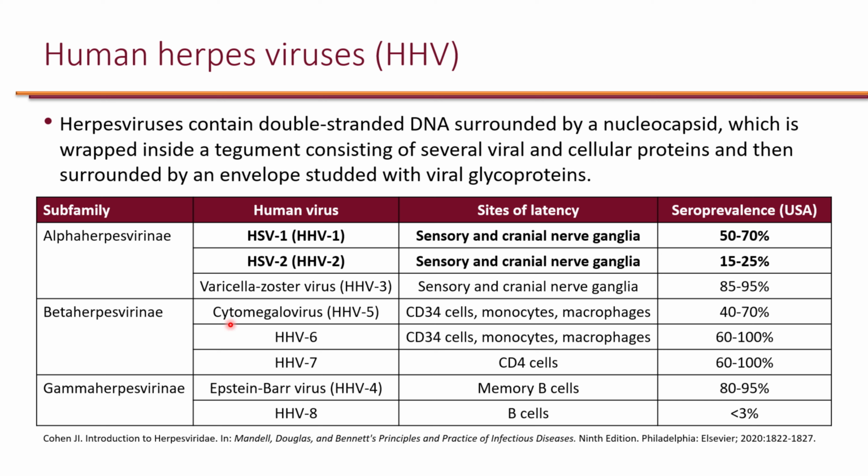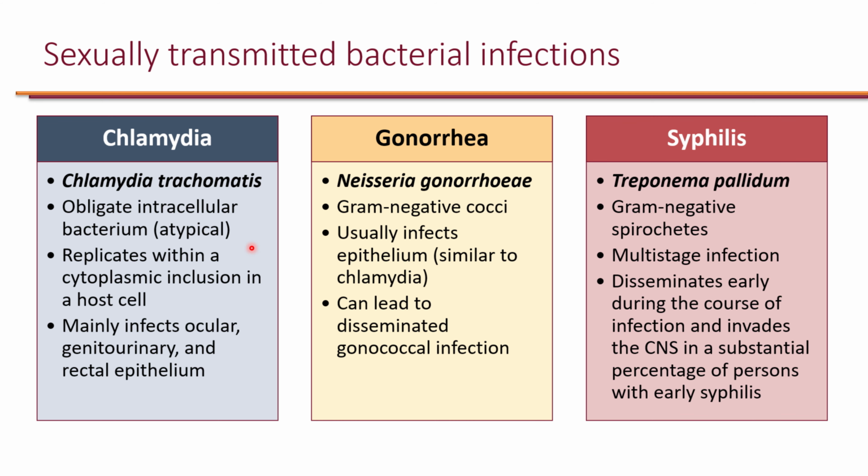Other herpes viruses that are clinically important include cytomegalovirus, or CMV, which belongs to the beta family, and EBV, which belongs to the gamma family. However, these are not necessarily sexually transmitted infections, but they do have a role in immunocompromised patients. For this topic, we will focus on genital herpes that's caused by herpes simplex virus. Other infections that we will talk about in this topic that are non-viral are chlamydia, gonorrhea, and syphilis.